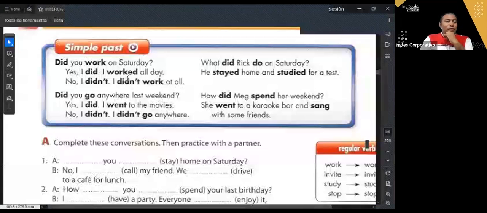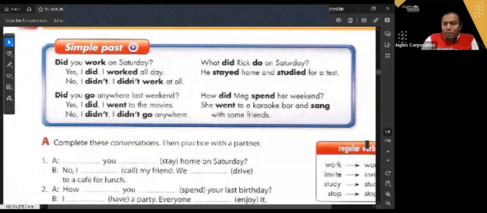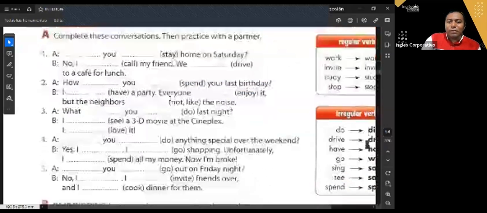Como el verbo termina en K y es un verbo regular que se le agrega ed, esta ed se va a pronunciar como una T, ¿verdad? I worked all day. Y en presente, I work, con K. Pero en pasado, I worked all day. Cuando usamos el didn't y cuando usamos el did para pregunta, el verbo vuelve a la normalidad, ¿verdad? Esta le había quedado de tarea, ¿verdad?